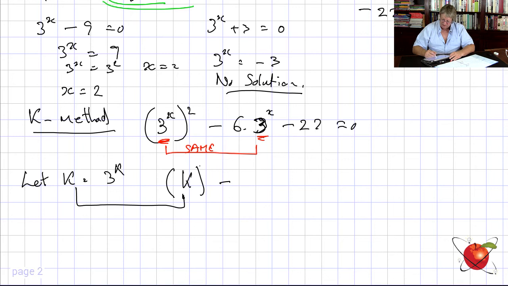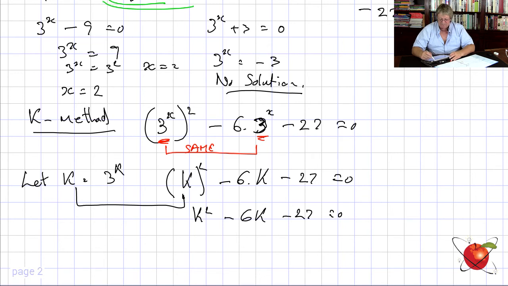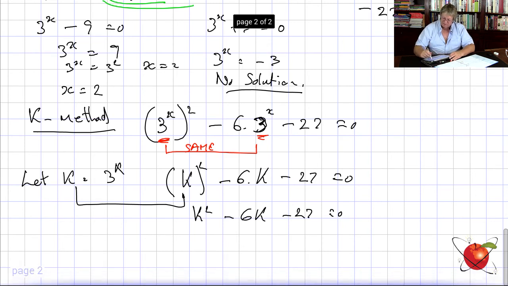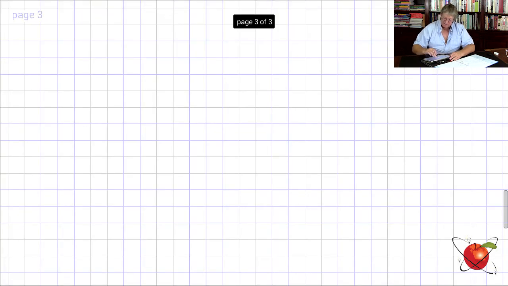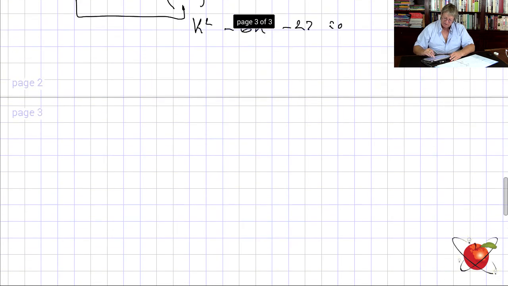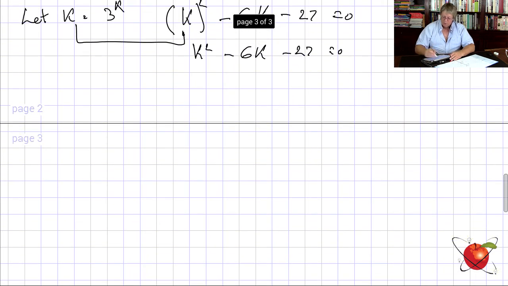Minus 6 times K minus 27 equals 0, which becomes K squared minus 6K minus 27. Now we solve that. We can solve that, right? Okay, let me just get my pages a little bit better. We can solve that.